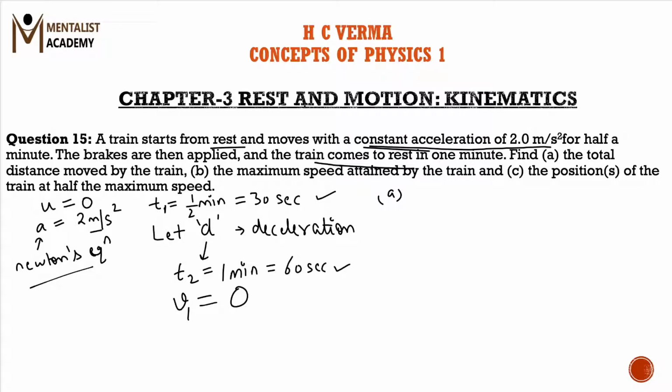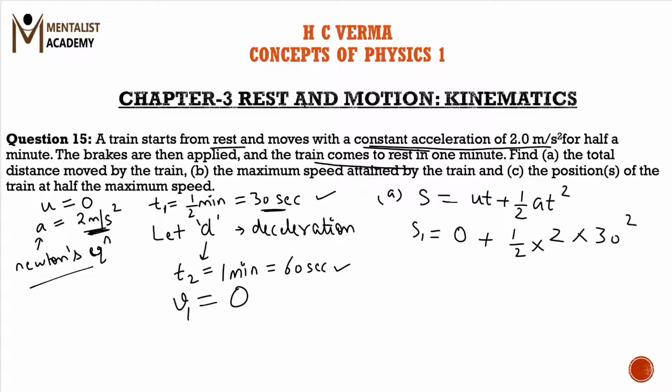So according to the equation, S is equal to ut plus half at square. In the first case, when there is acceleration, what is the distance traveled? Suppose S1 is the distance traveled. The initial velocity is 0 in this case, plus half. What is the acceleration initially? 2 meter per second square. And what is the time taken? 30 seconds. So 30 square. So how much is the distance traveled in 30 seconds? That is 900 meters. So during acceleration, the train travels 900 meters.